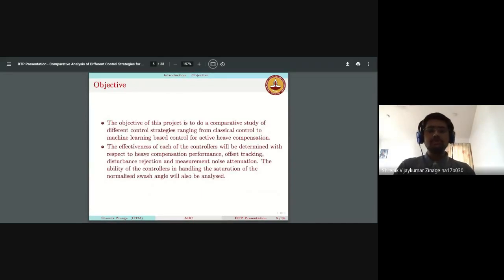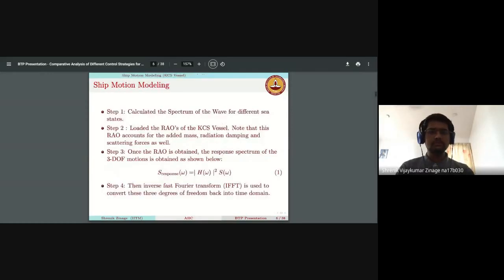So the objective of this project is mainly to do a comparative study of different control strategies, which can range from classical control to machine learning based control for active heave compensation. The effectiveness of each controller will be determined with respect to 4 cases, namely first, heave compensation performance; second, whether the controller is able to track a particular offset; third, disturbance rejection; and fourth, measurement noise attenuation. And also the ability of each controller in handling the saturation of the normalized winch angle will be analyzed.